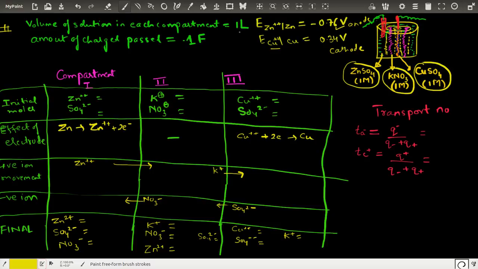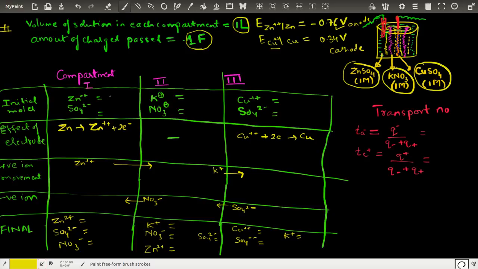The volume of solutions in each compartment is taken to be 1 liter, and the charge that we are transferring is 0.1 farad. Let's see what are the concentrations once 0.1 farad is passed through this arrangement. So let's talk about the initial concentrations.